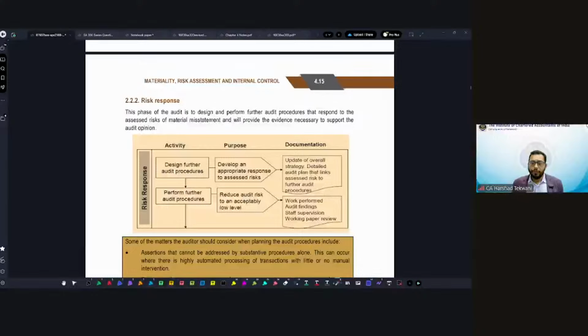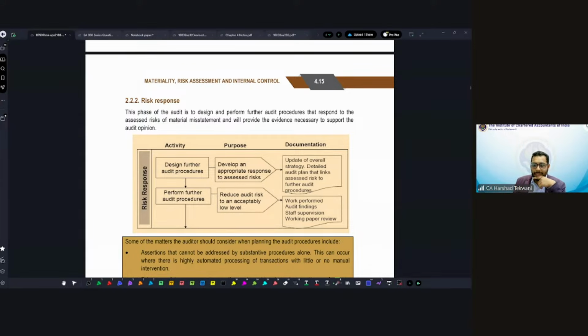With this part, any doubts? We can take up some questions to understand SA 315, whatever we have discussed till now, so that we can have a good understanding of the topic. So let's take some questions, and with the help of questions we will understand this topic further. Okay, so here is the question.